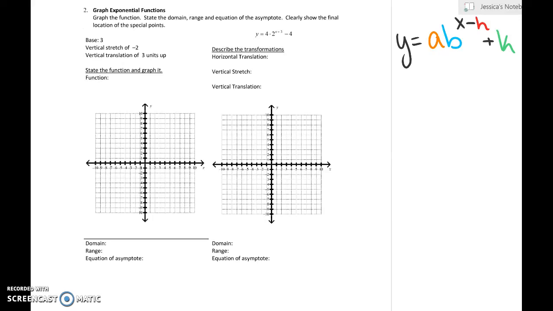All right, welcome back, you guys. So what we're going to be doing is graphing exponential functions that have been translated. So what I did is I color-coded your guys' equation. So it's y equals a times b to the x minus h plus k.